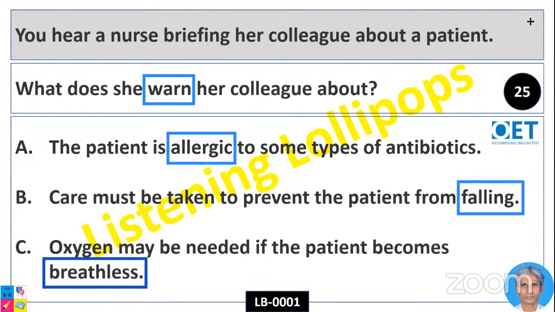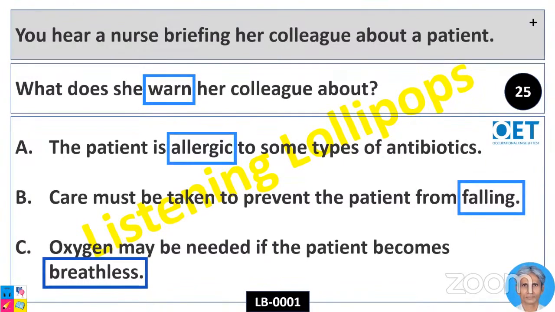So the first one is, the patient is allergic to some types of antibiotics. So allergy is the problem. Patient is not the problem. Antibiotics are also not the problem. So what is the problem? Allergies are the problem.